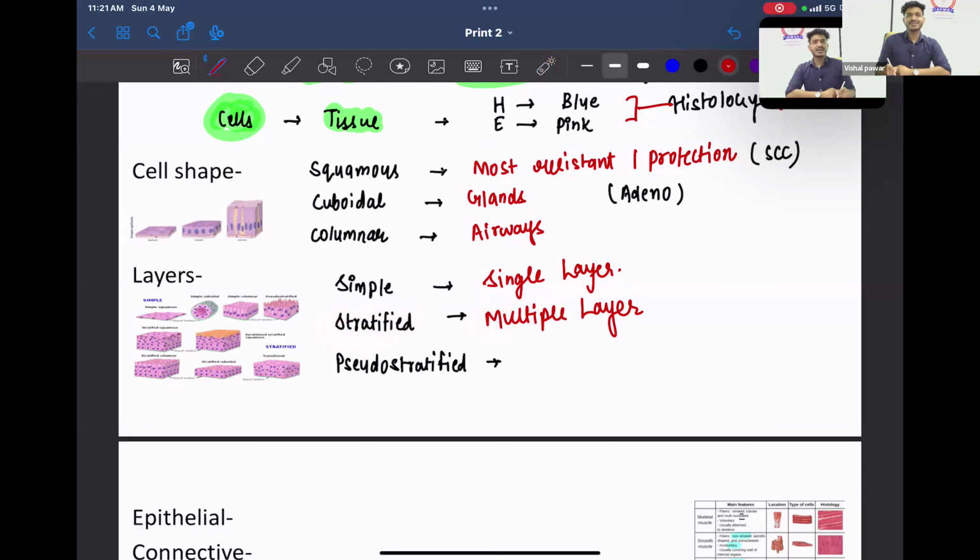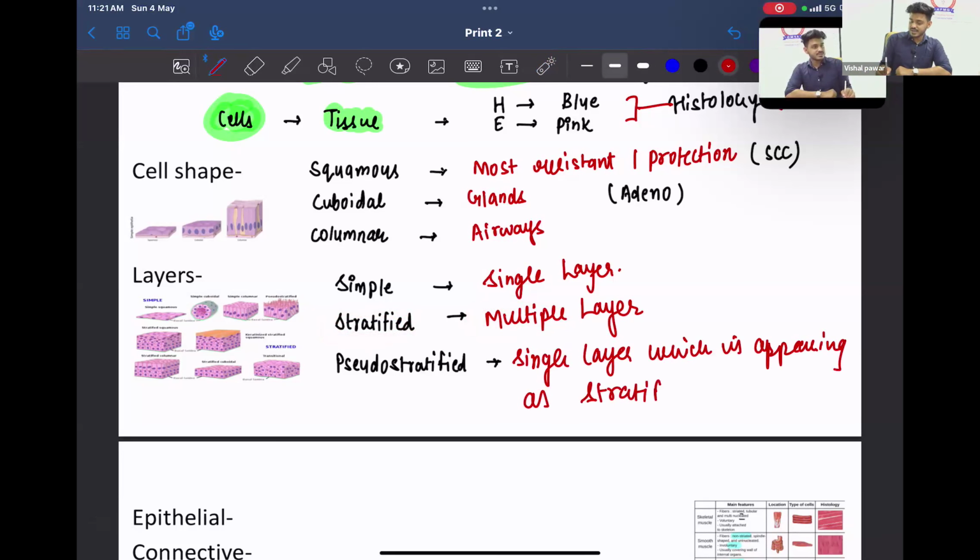Okay. And third we are having pseudo stratified. Pseudo means false. Stratified means there will be layers, right? So here you will be having a single layer, which is appearing as stratified. This is going to be the pseudo stratified epithelium. Okay.